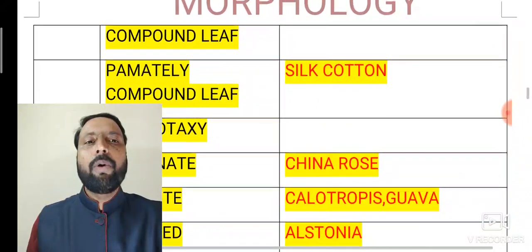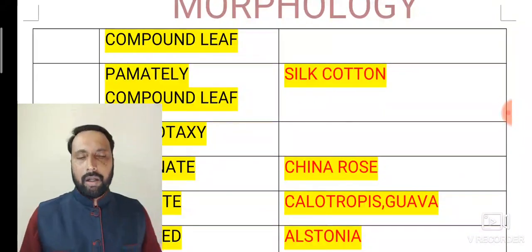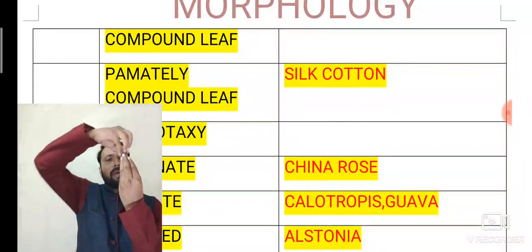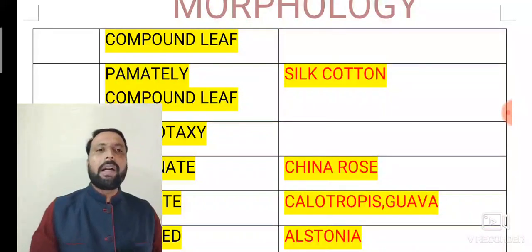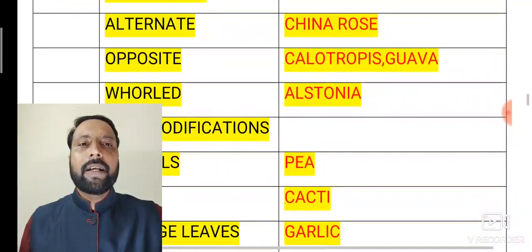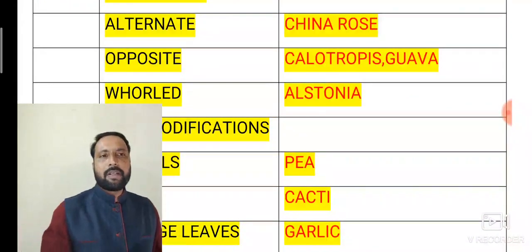Whereas a palmately compound leaf, example silk cotton. In silk cotton, the petiole bears many leaflets. That is called a palmately compound leaf. Then you go for phyllotaxy. Alternate phyllotaxy is present in China rose.